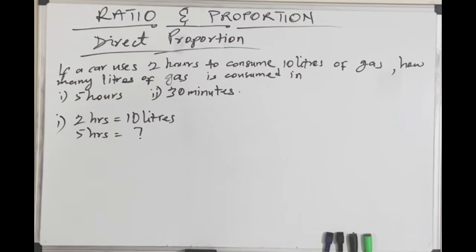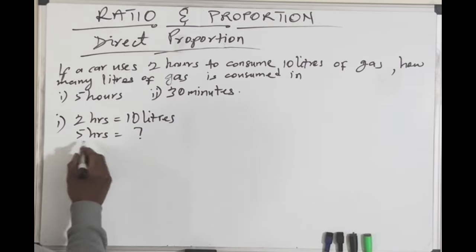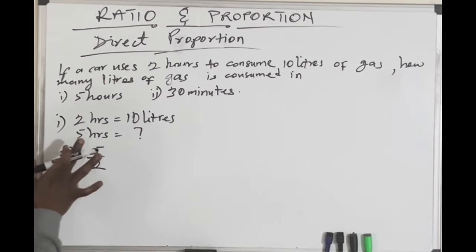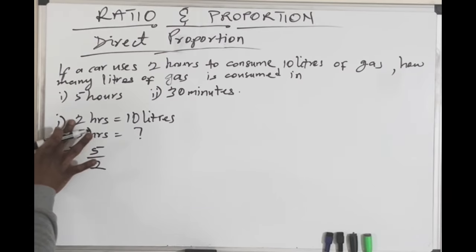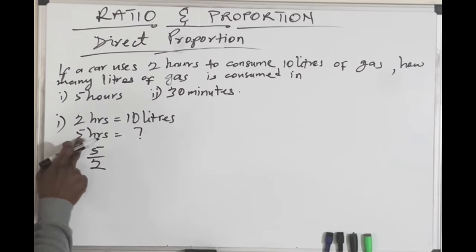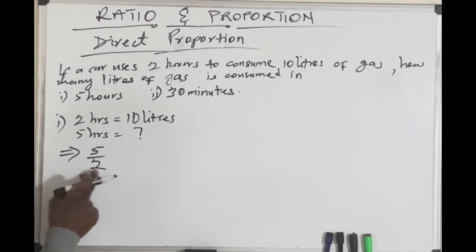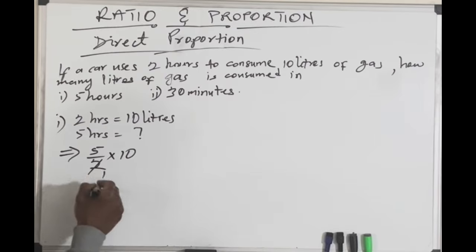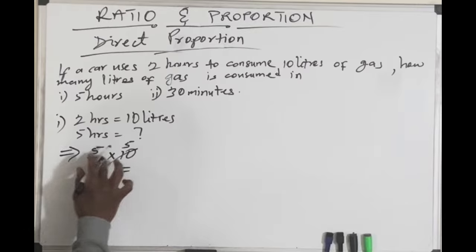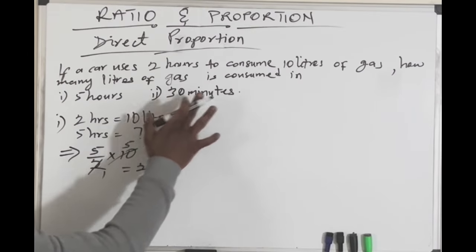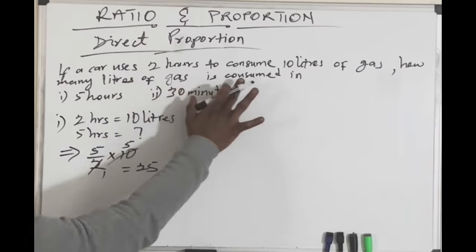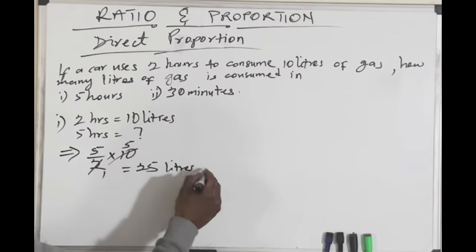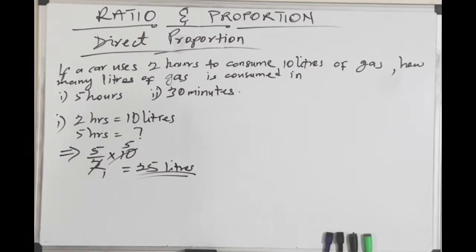So 5 over 2 hours. If more, multiply; if less, divide. So 5 is more, so the lesser one will divide it, times the 10. So we will say 1, we will say 5. 5 times 5, 25. So how many liters of gas is consumed in 5 hours? 25 liters of gas is consumed in 5 hours.